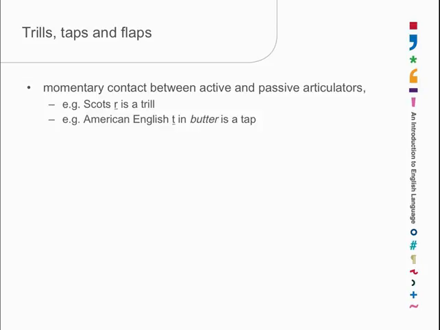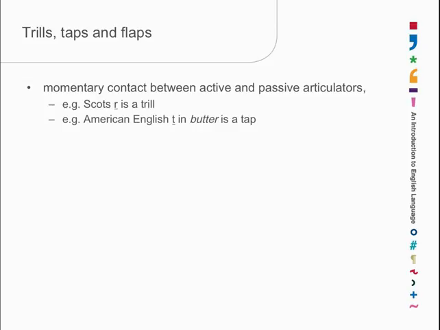The T in American butter is a tap. Instead of there being multiple contacts, there's only one very quick contact. You can say butter, butter. There's a very, very quick tap, there's no actual hold time. It's kind of a plosive, but there isn't any hold. There's just a quick contact.